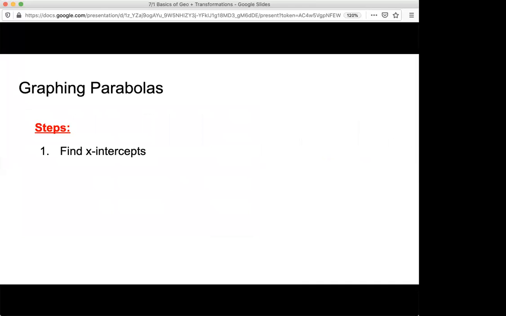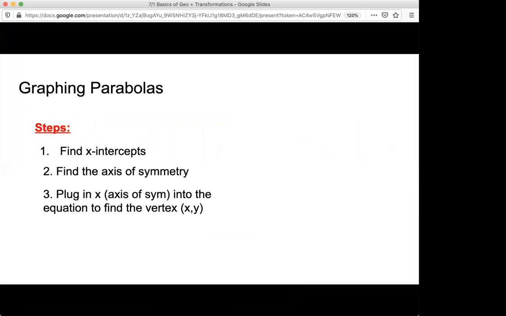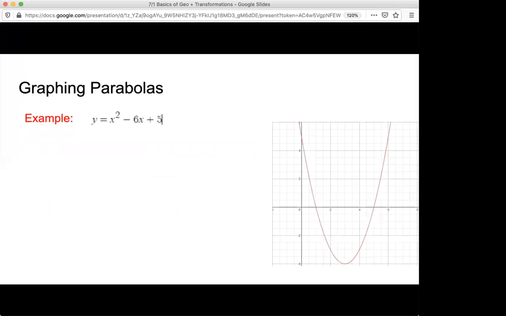So the first step of graphing a parabola is finding your x-intercepts. Secondly is finding the axis of symmetry, which is negative b over 2a. Thirdly is plugging in x, which is the axis of symmetry, into the equation to find your vertex. And lastly is finding the y-intercept, which is optional, however, it's more accurate for your graph. And you would just plot and then connect those points in order to create the parabola.